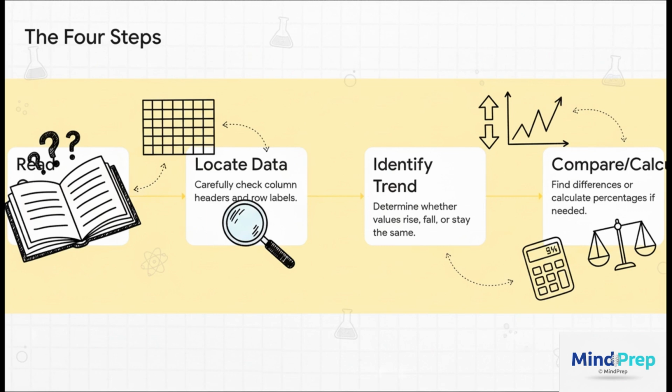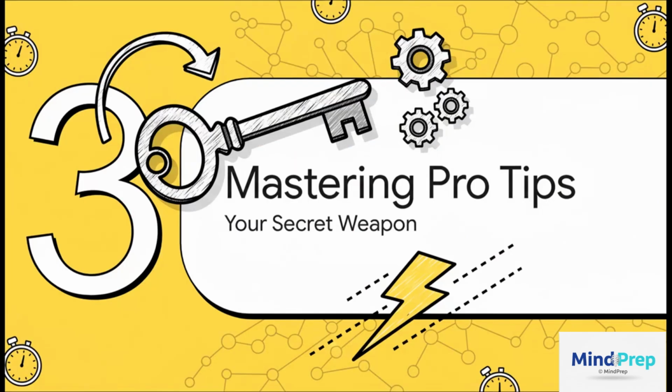Then, step 2, use that question like a treasure map to locate the specific data you're looking for. Step 3, quickly identify the trend between those points. And finally, step 4, do whatever simple comparison or calculation it asks for. That's the whole shebang.